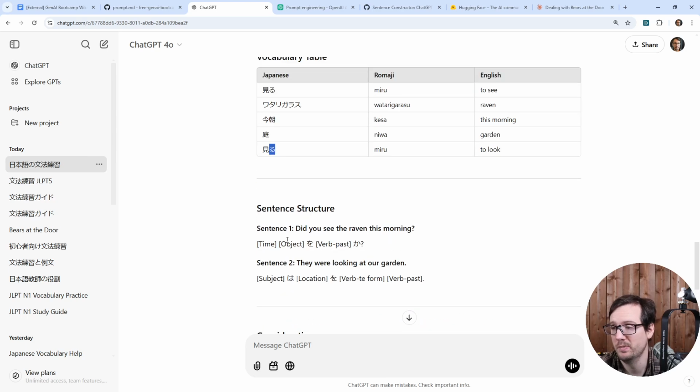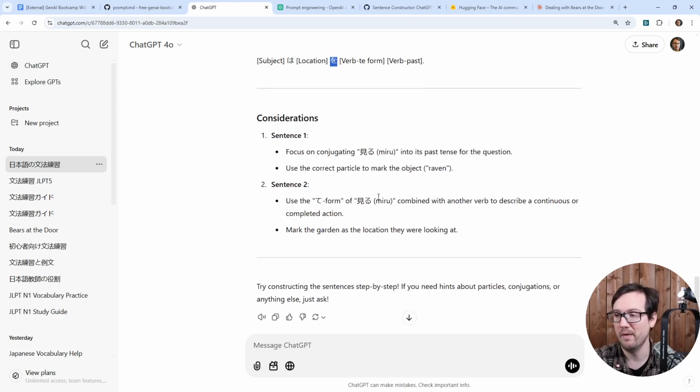Did you see the raven this morning? Okay, time, object, verb, past tense. They were looking at our garden. Subject. And notice that it's giving us the particles. I told it, well, we told Meta AI we didn't want the particles. But this is a problem we have that's carrying over. And then down below we have sentence.